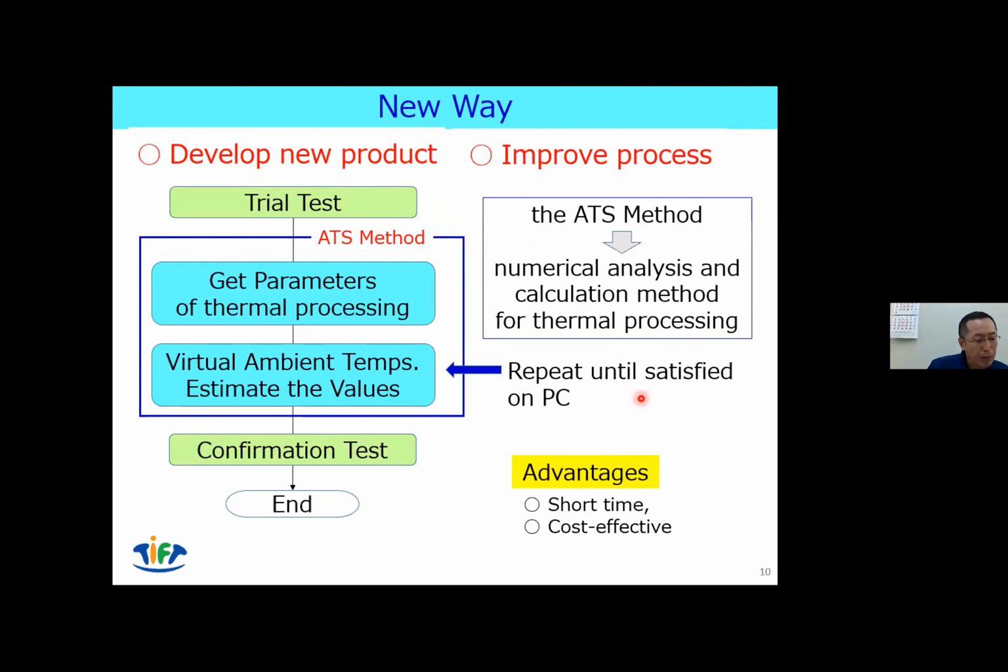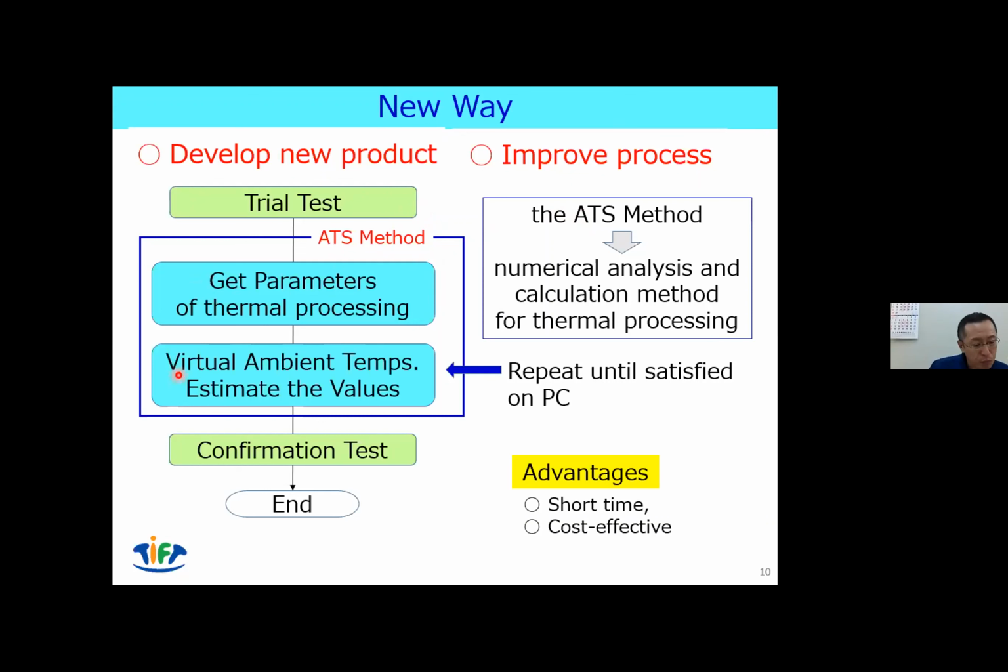Now, let me show you the new way of product development and improving the process by using the ATS method to circumvent those issues related to the conventional method. The ATS method is a numerical analysis and calculation method for thermal processing. In this case, we run a trial run of thermal processing once with the specific packaged food to get the parameters of ATS.